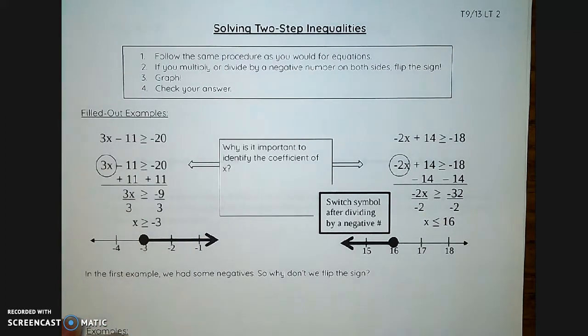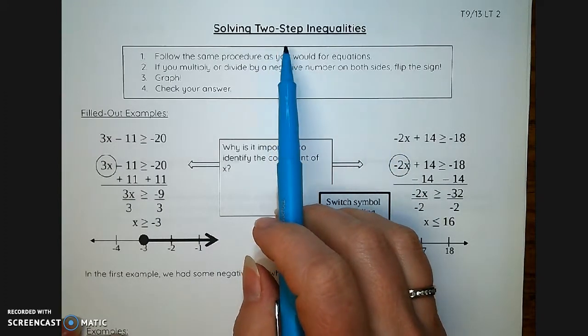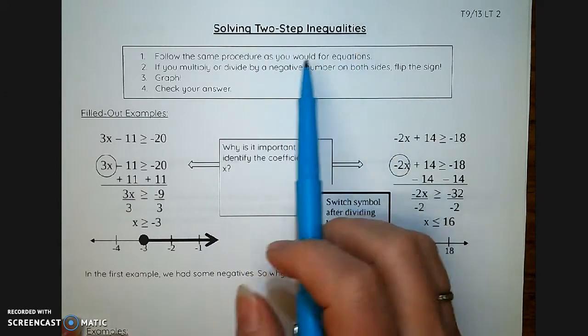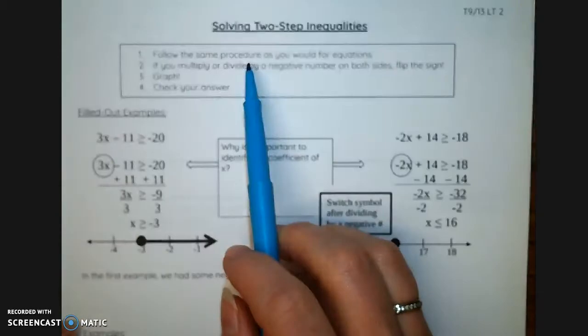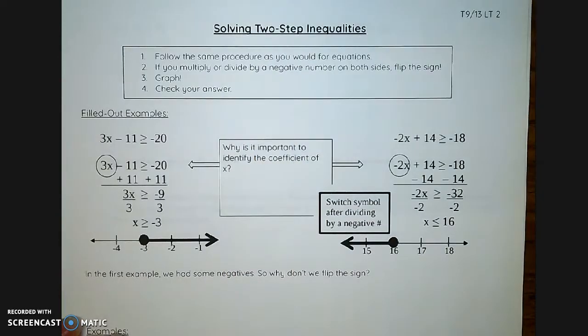So right now, we've already learned how to solve one-step inequalities. We're going to learn how to solve two-step inequalities. And once again, we're going to follow the same procedures as if this was an equation. So if our equation had two steps, how would we solve it? We're going to do exactly the same thing.